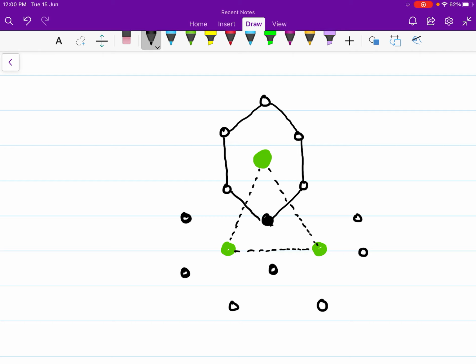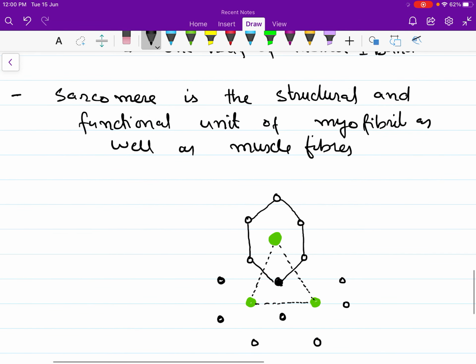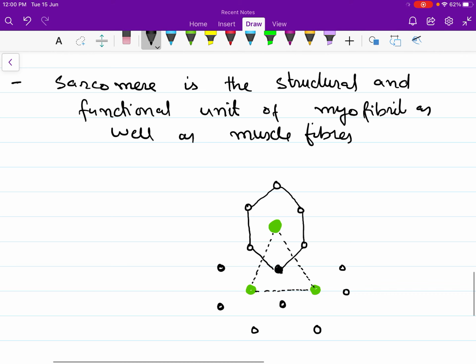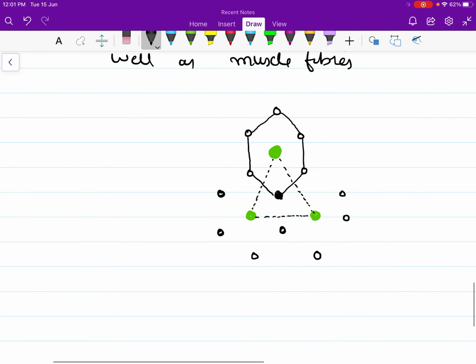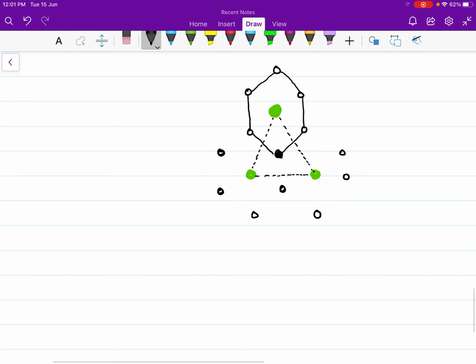Now, as far as these thick and thin protein filaments are concerned, these are formed of proteins. Now, what are the proteins of the muscle fiber? That we will see in the next video.